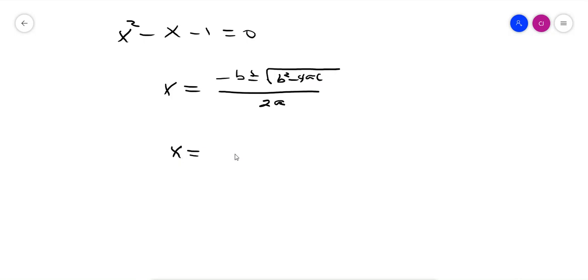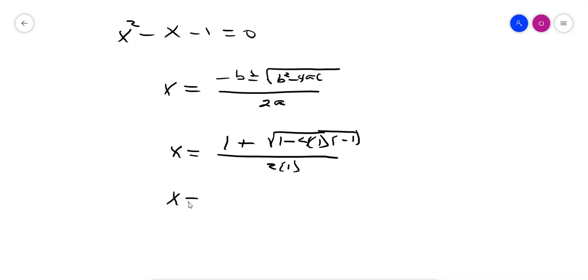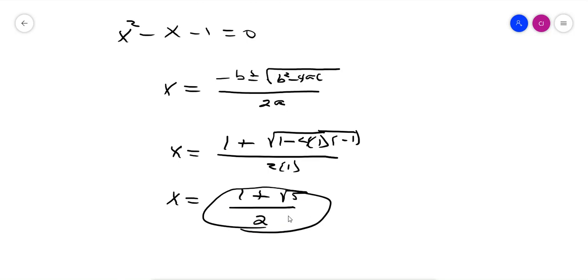So x equals the opposite of b, which is 1, plus the square root of b squared, again this is 1, minus 4 times a, which is this coefficient, times c, which is negative 1, all divided by 2 times a, which is 1. So x equals 1 plus the square root of 1 minus 4 times negative 1, which is 1 plus 4, right? 5, divided by 2. So there's my golden ratio. That's my exact representation of the golden proportion, okay?